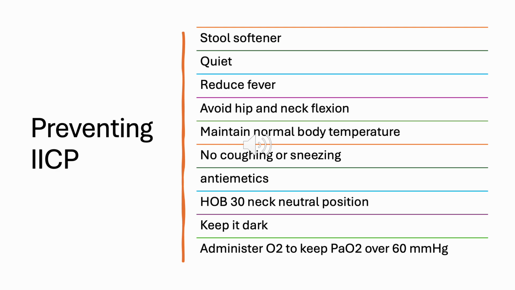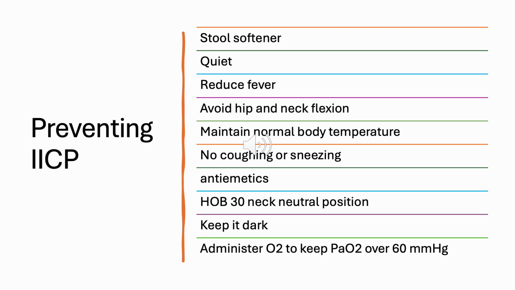And then you want a quiet environment. You want to dim the lights in the environment because they could be photophobic. You want to reduce fever with acetaminophen because the temperature is going to worsen intracranial pressure. It's going to increase intracranial pressure. Avoid flexion. Avoid hip and neck flexion. Don't let them use a pillow. Maintain normal body temperature. No coughing or sneezing. Make sure you're giving them antiemetics because you don't want them to vomit and strain.